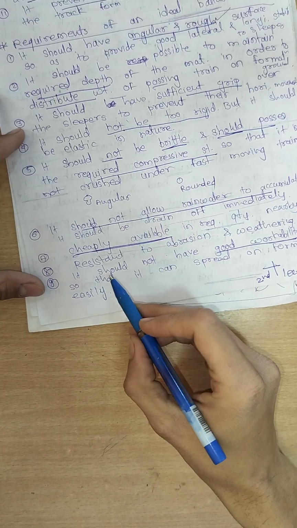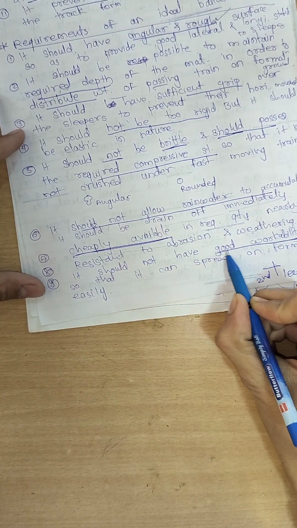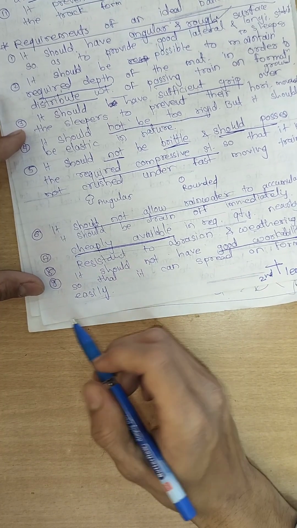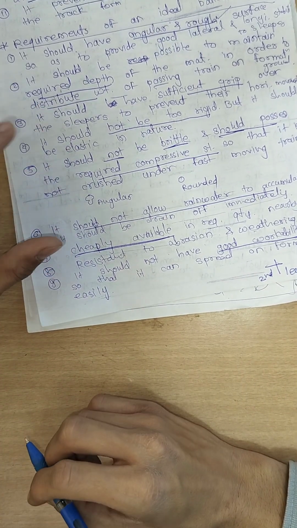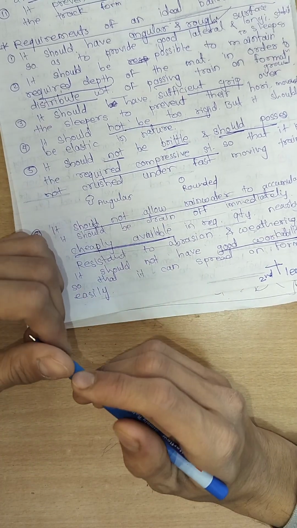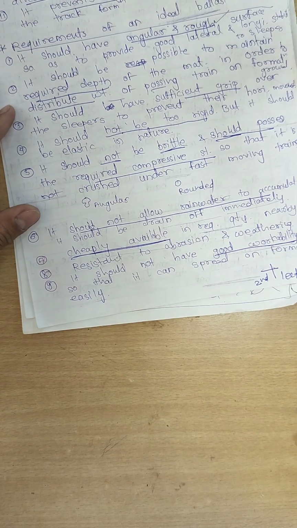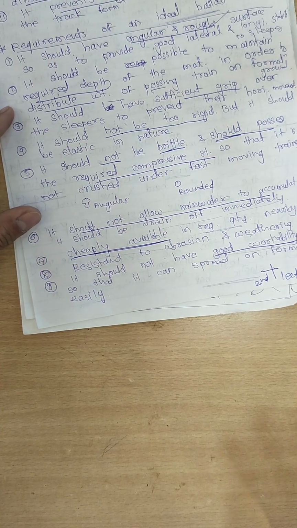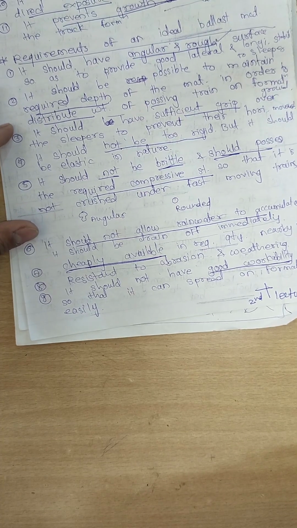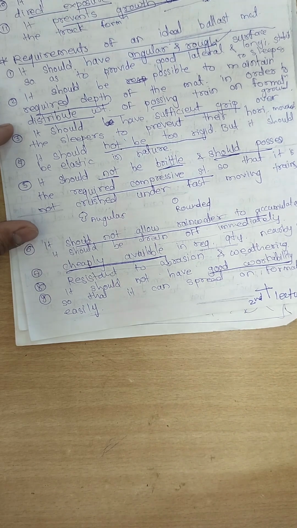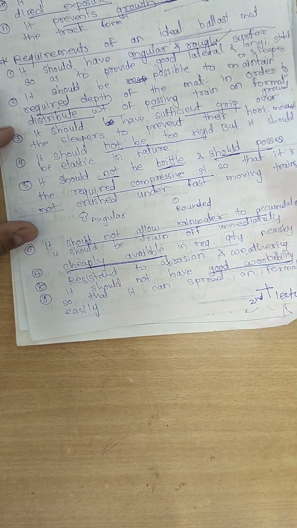Next ideal requirement is it should have good workability, so that it can be spread out on the formation easily. Workability is nothing but the ease with which we can compact the material. Our ballast should be interlocking in nature, so that it will pack automatically with the help of the interlocking arrangement, and the stability of the track will increase automatically.